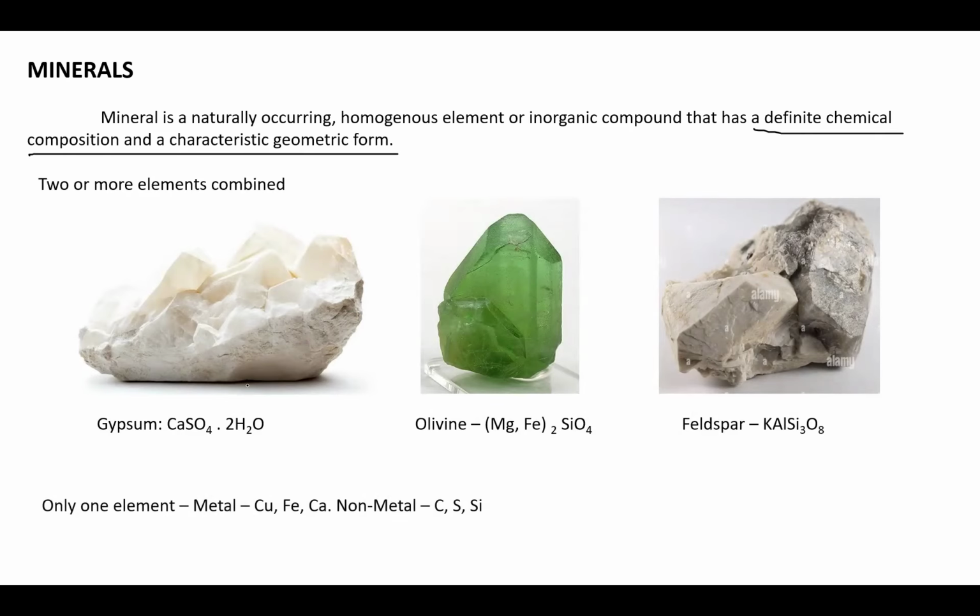And another form has only one element, for example copper, iron, calcium, and some other non-metal elements. The classification of minerals based on their chemical composition will be discussed later on. So this is the definition and these are the forms of minerals. To be brief, a mineral is a homogeneous, meaning a single element, or inorganic compound that has a definite chemical composition and a characteristic geometrical form.